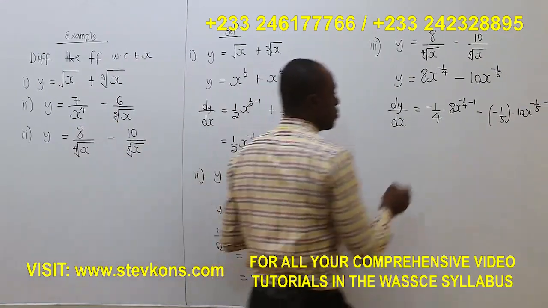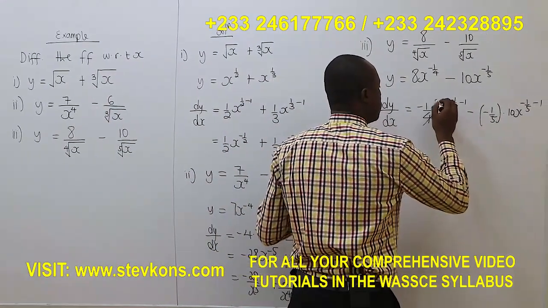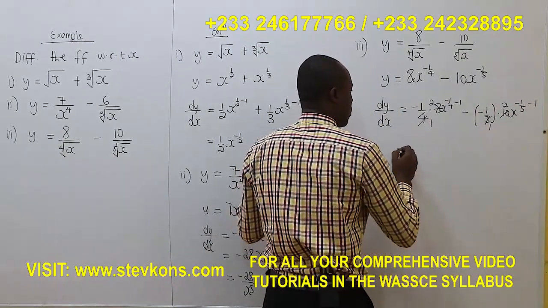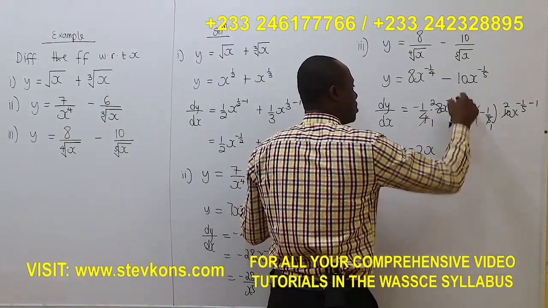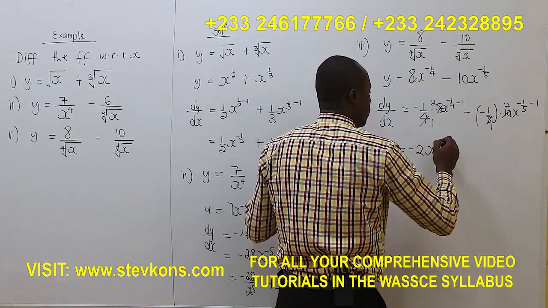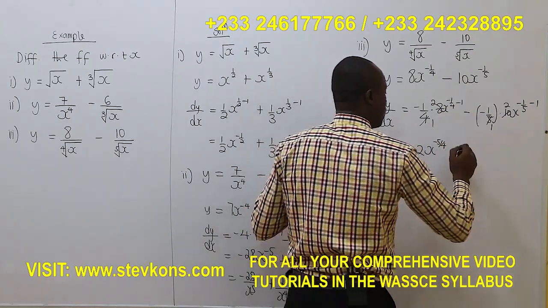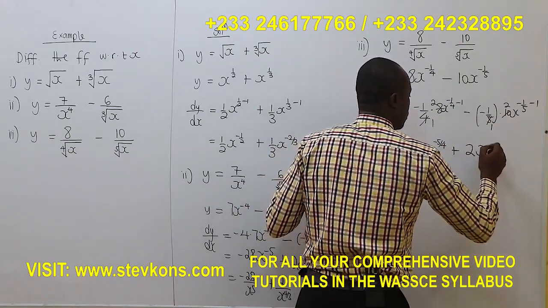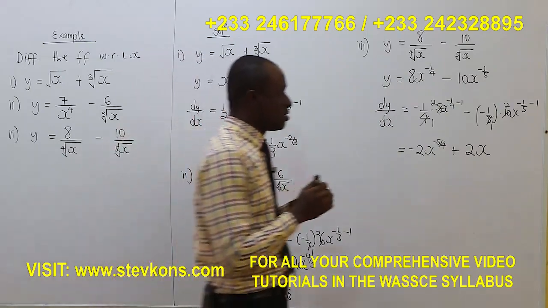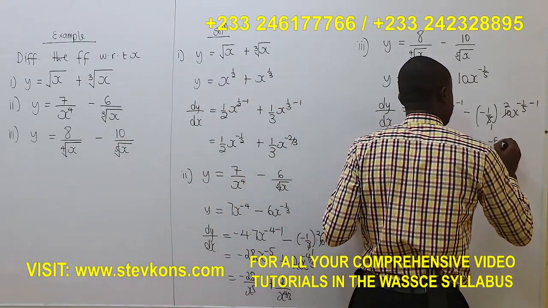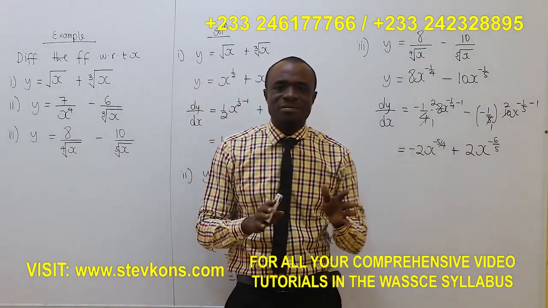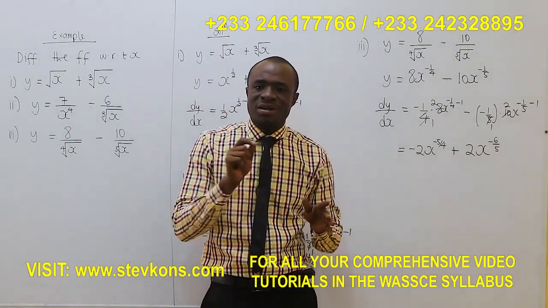Now, 4 will go into 8 two times, and 5 will go into 10 two times. So we have negative 2x. Negative 1 over 4 minus 1 is negative 5 over 4. Then negative, negative gives positive 2x, and negative 1 over 5 minus 1 is negative 6 over 5. Wow, that is very easy, very, very trivial.